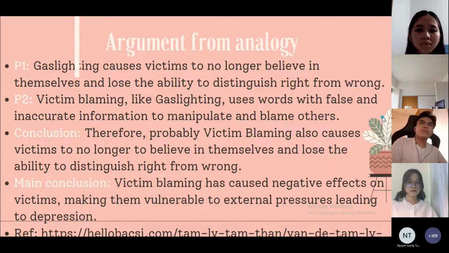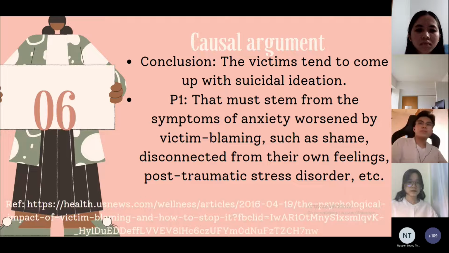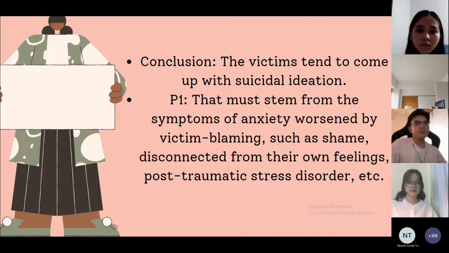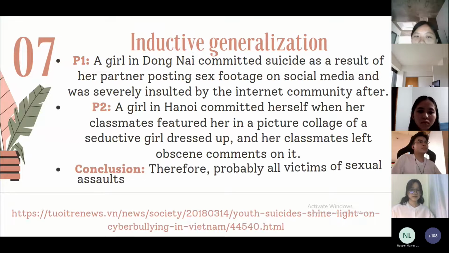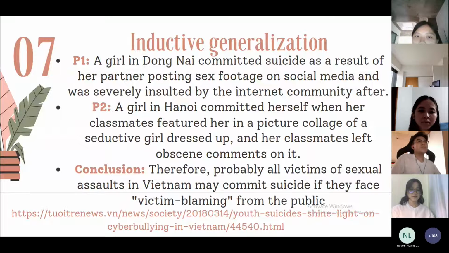So we continue with argument 6. As a result of argument 5, victims tend to come up with suicidal ideation that must stem from the symptoms of anxiety worsened by victim blaming, such as being disconnected from their own feelings, post-traumatic stress disorder, and so on. All the negative consequences we mentioned before can lead to suicide in victims.